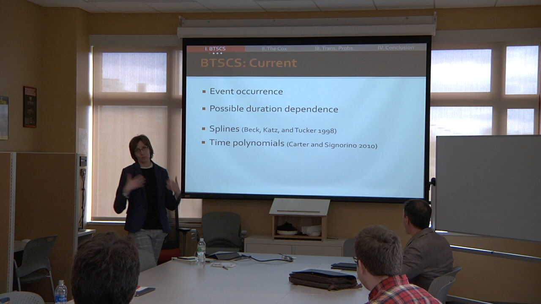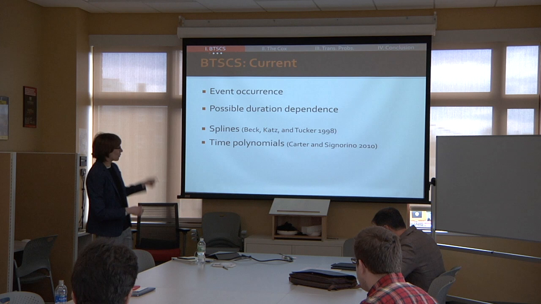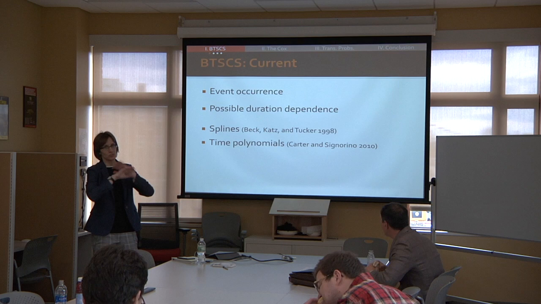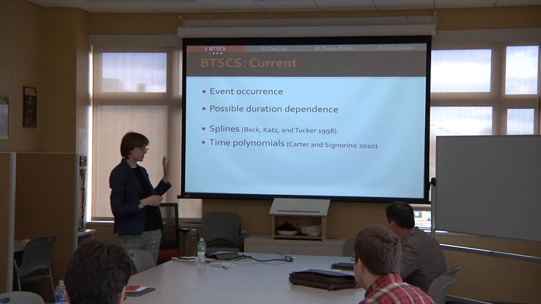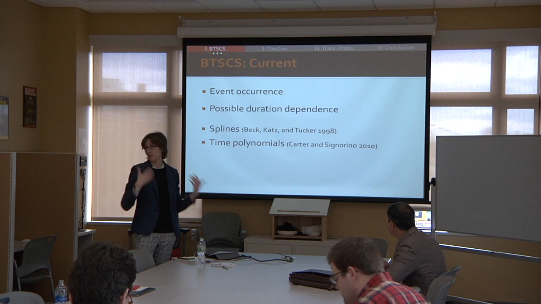So accordingly, we have spent time as a community thinking about ways to adjust for this issue. The two big papers at the moment that lay out our current plan of attack: one is Beck, Katz, and Tucker's 1998 piece out of AJPS, where they say, okay, just take time, that length of time, do some transformations to it using splines, and then put all those variables on the right-hand side of your regression. Now you're allowing the probability that your event happens to be partially dependent on time, and you've dealt with the duration dependence from a methodological angle.